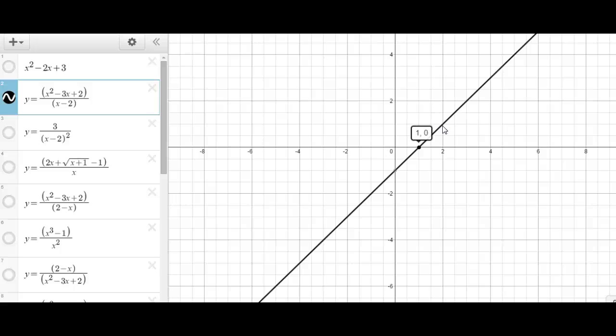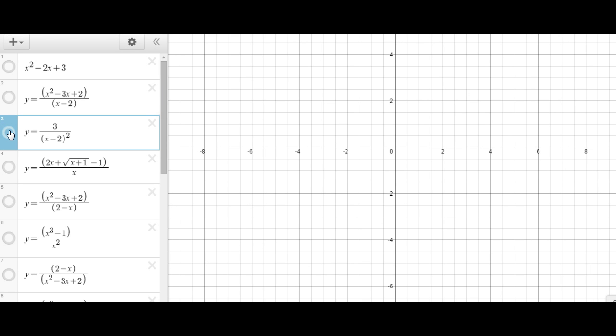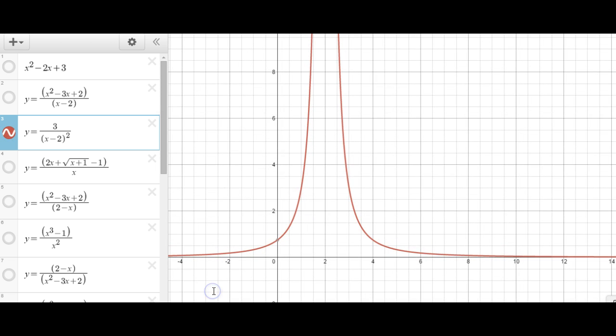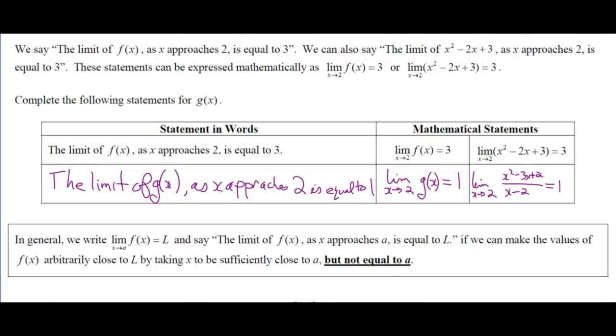We can see we got 2 and it was undefined. And then what else do we have? We had h. We have h. And as we approach 2, what's going on? Well, we're climbing. So there's the infinity and beyond.